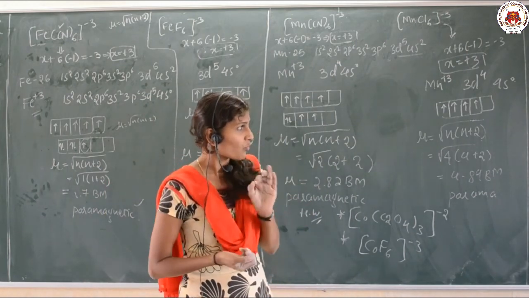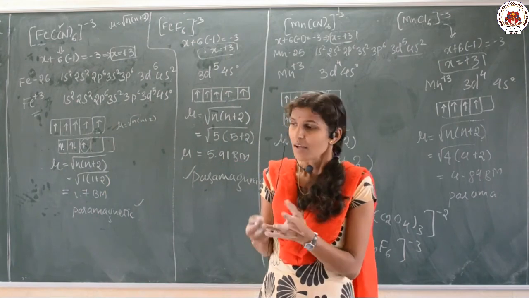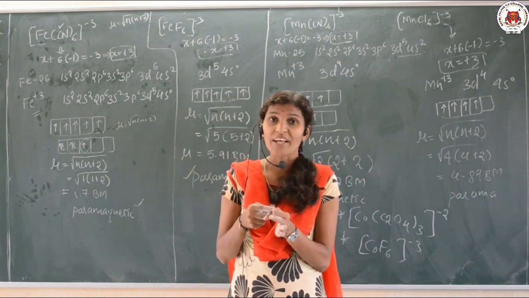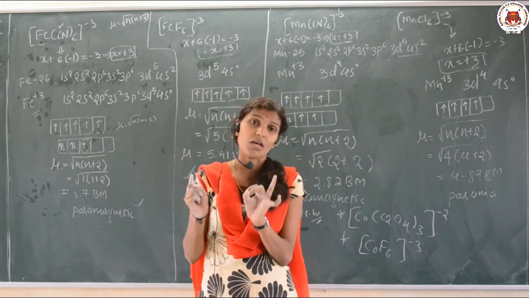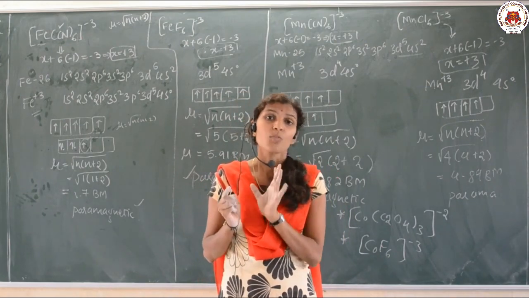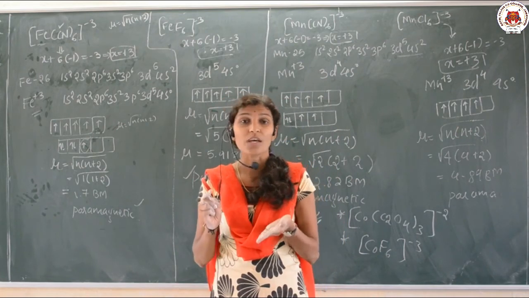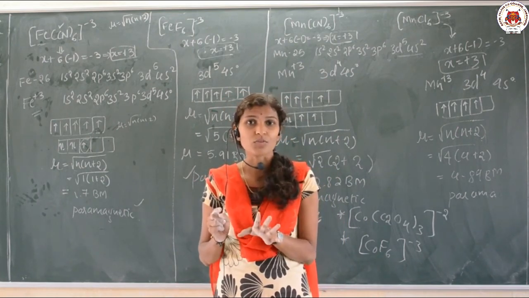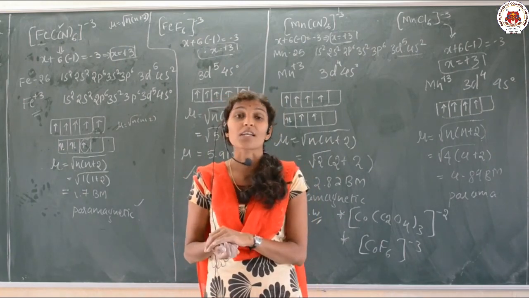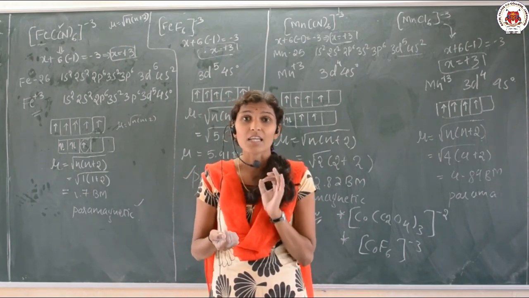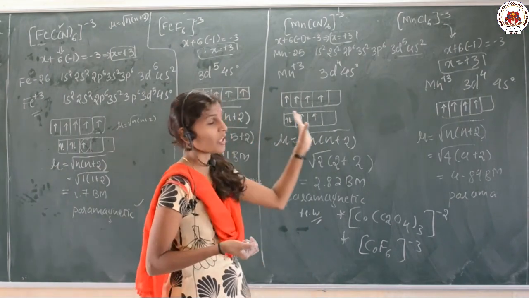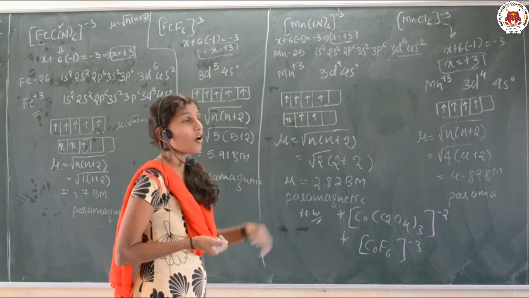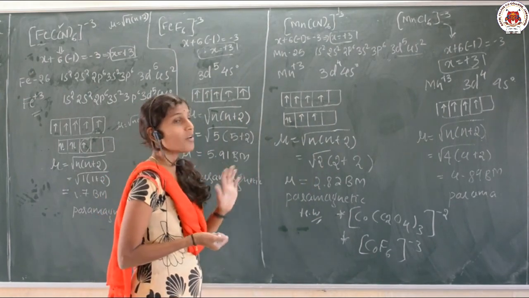With this we will end this class. Till now we have discussed VBT and its drawbacks, and on the basis of VBT we have also explained the magnetic properties. In our next class we are going to discuss crystal field theory. That is the last bit of the topic, and we are going to start it in our next class. Until then, keep watching the video, write down the points I have written on the board, and solve these 2 homeworks on the basis of the concept which I have explained. Okay, thank you.